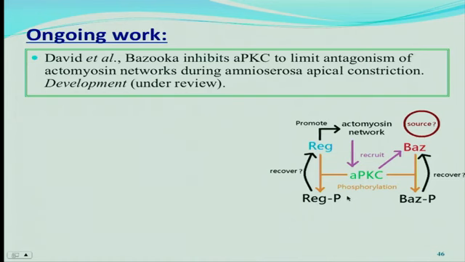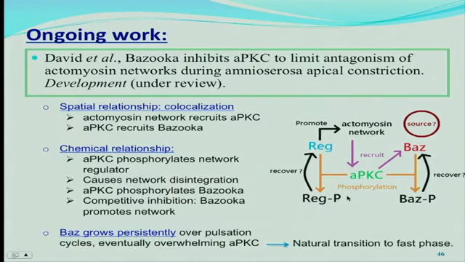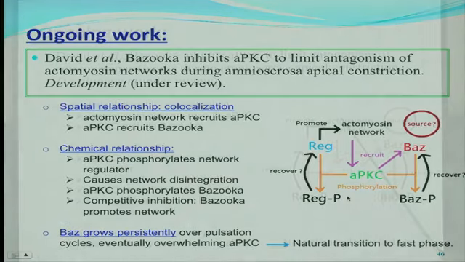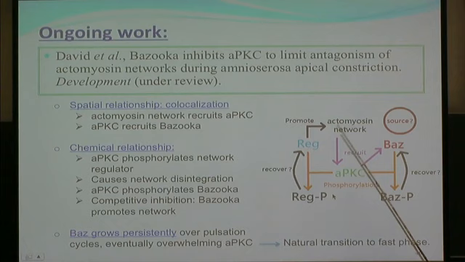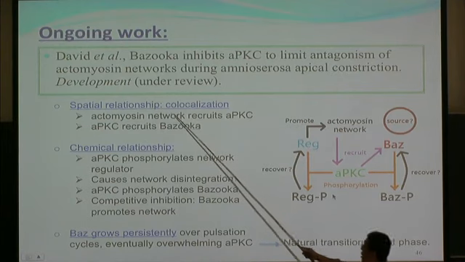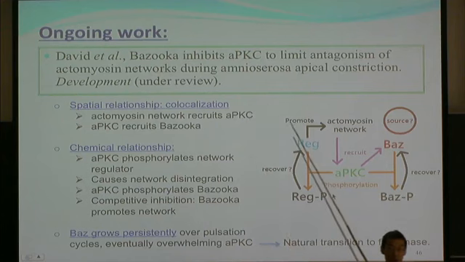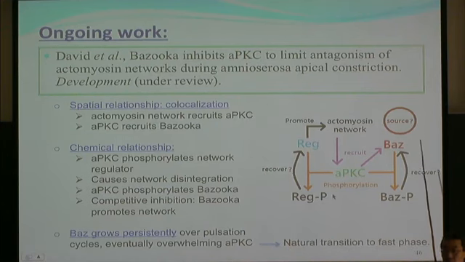So there are a few relationships here I want to mention. There are two signaling molecules: aPKC and Bazooka. Then there's a regulator of the actomyosin network, which can be the Rho family of small proteins, enabling the formation of the actomyosin network. So there's a spatial relationship. When the actomyosin network appears, it recruits aPKC. It draws the aPKC onto the network, and once the aPKC is in place, it draws the Bazooka onto the network. So there is this spatial correlation.